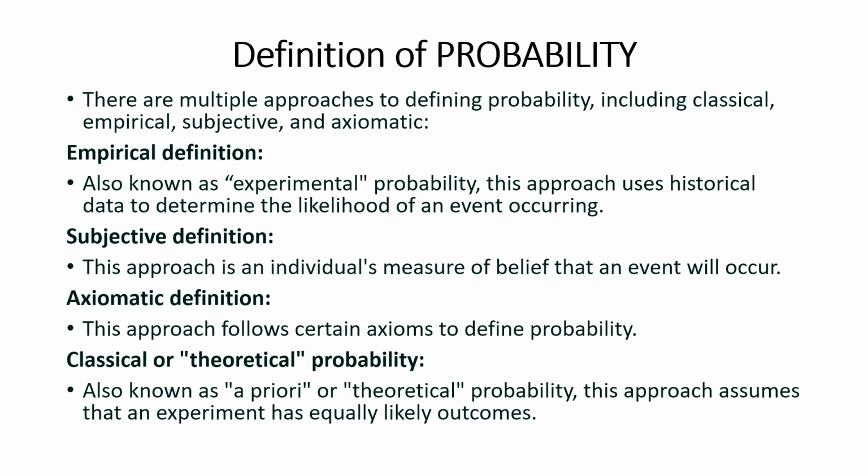Subjective definition: this approach is an individual's measure of belief that an event will occur. Axiomatic definition: in this there are certain axioms which are used to define probability. And the classical or theoretical probability: in this approach it assumes that an experiment has equally likely outcomes, and on the basis of that probability is defined. For class 9, today we are going to study the empirical or the experimental definition of probability.